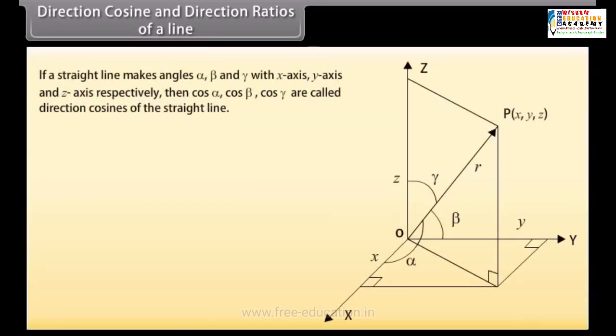Direction cosine and direction ratios of a line. If a straight line makes angles alpha, beta and gamma with x-axis, y-axis and z-axis respectively, then cos alpha, cos beta, cos gamma are called direction cosines of the straight line. Direction cosines are generally denoted by l, m, n.